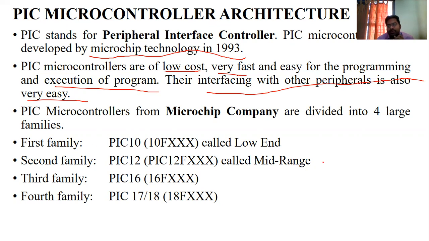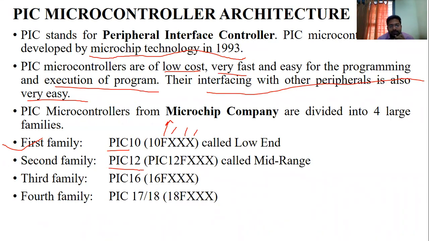See some of the families of the PIC controllers. The first family is PIC10, then the second family of PIC microcontrollers is PIC12. These are the numbers. This X will indicate the numbers. This F will indicate the flash memory. Remember, F will indicate the flash memory.